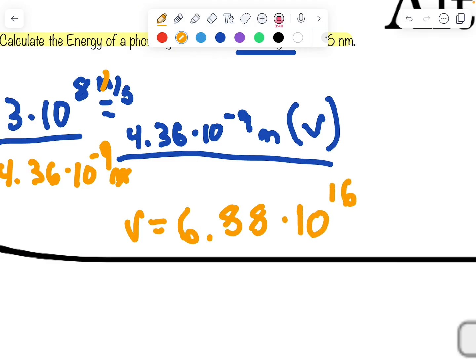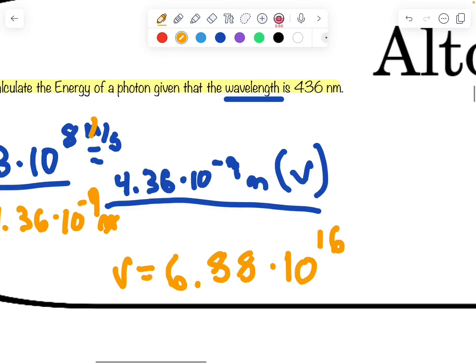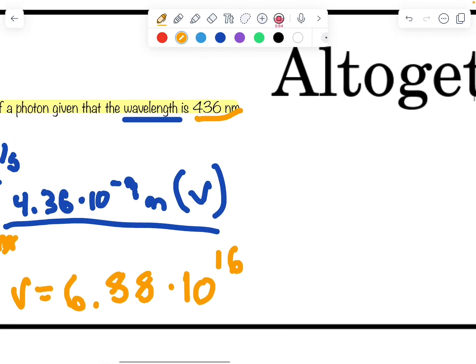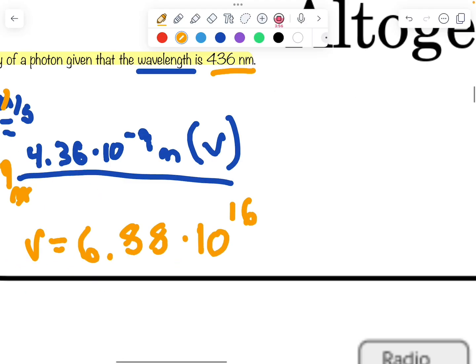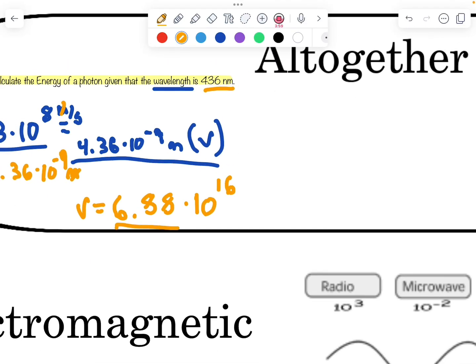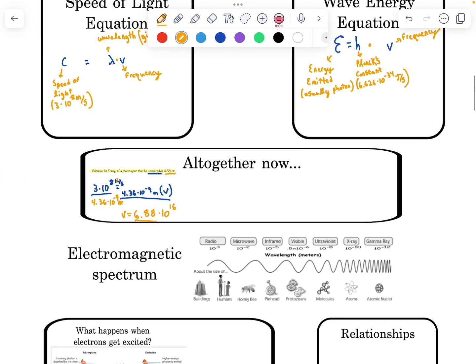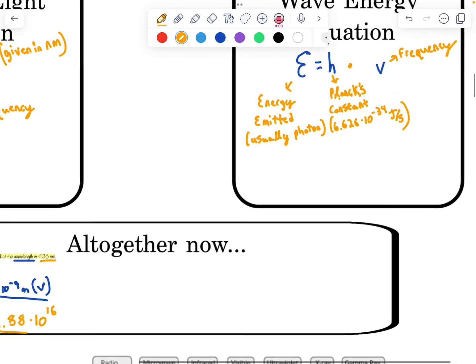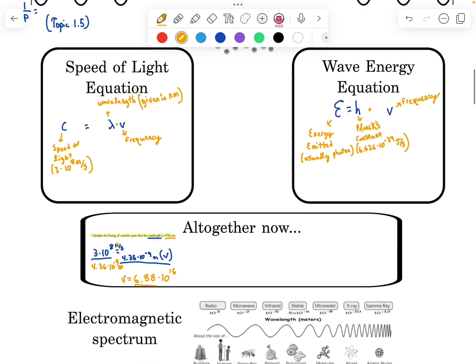Of course, they gave 3 sig figs here, so I'm going to leave my answer in 3 sig figs. They gave 436, so I'm going to leave mine as 6.88. Remember, in scientific notation, that's our number of sig figs. So now we know our frequency, and we know Planck's constant, so we can solve for the energy pretty easily.